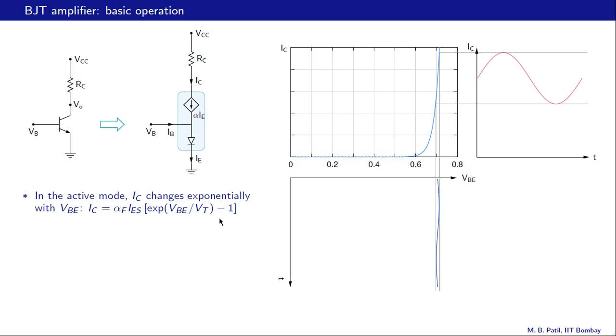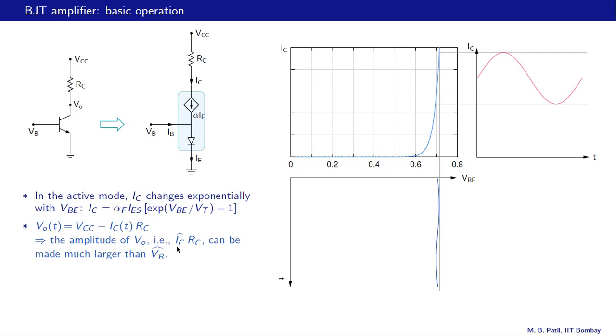So let us summarize. In the active mode, IC changes exponentially with VBE, as we just saw. IC is given by alpha F times IE, and IE in the active mode is IES times exponential VBE over VT. This one of course is too small. So that is how IC varies. Now the output voltage which we take at this node, at the collector right there, is VCC minus this IC RC drop. And since IC is varying with time, VO is also going to vary with time, and the amplitude of VO can be made large.